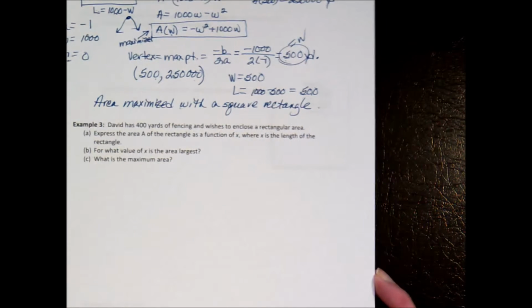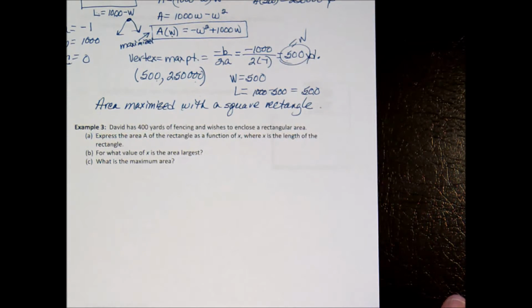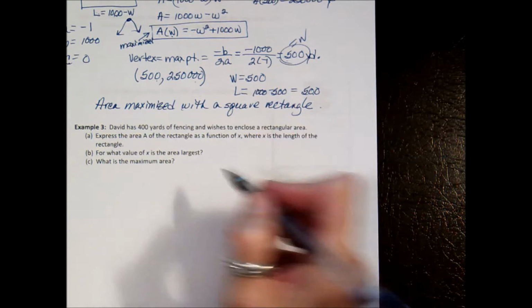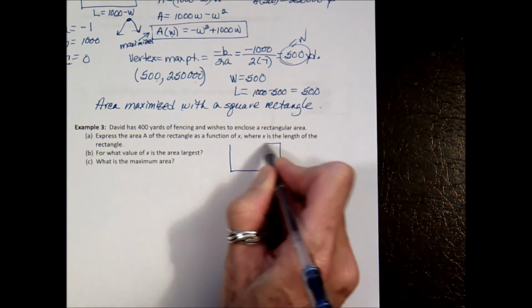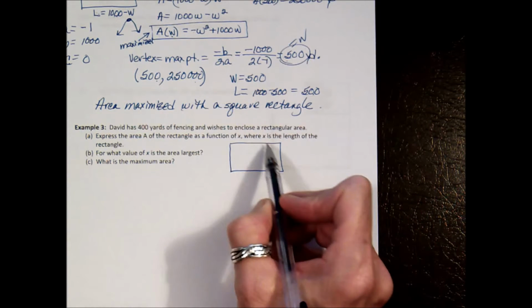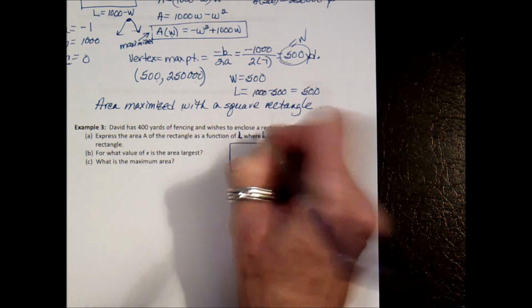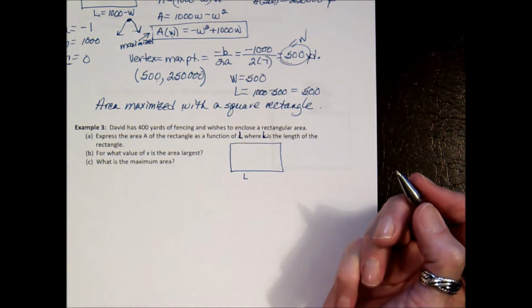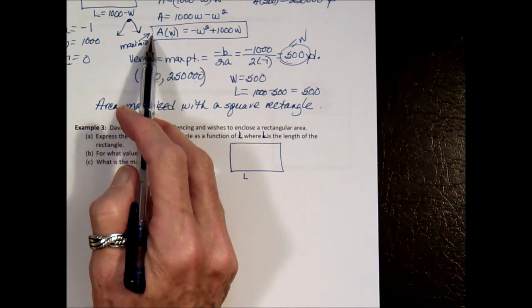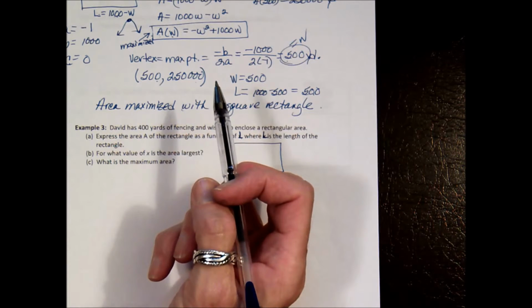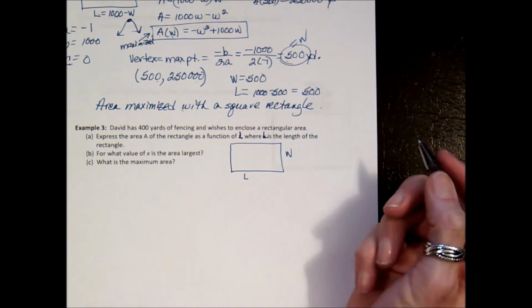Same idea, a little bit different. David has 400 yards of fencing and wishes to enclose a rectangular area. First, express the area of the rectangle as a function of x, where x is the length of the rectangle. So once again, we're going to draw our sketch. This time, instead of using x, let's actually use L, where L is the length of the rectangle. So rather than finding A of W, we're going to find A of L here. So we have our width and our length.